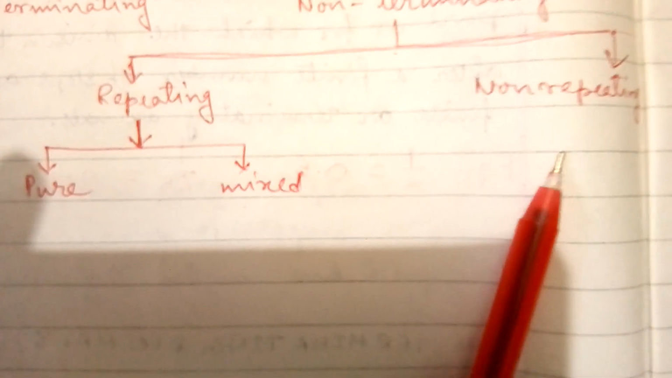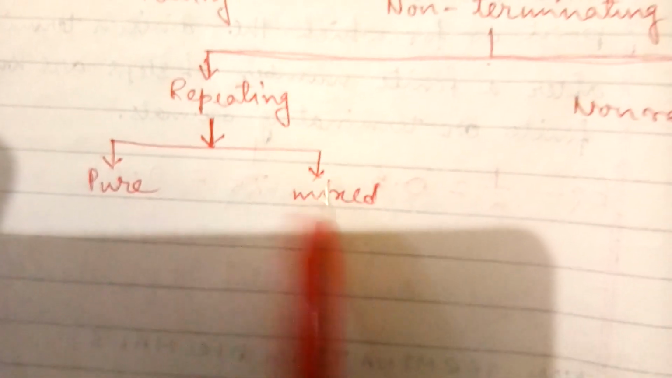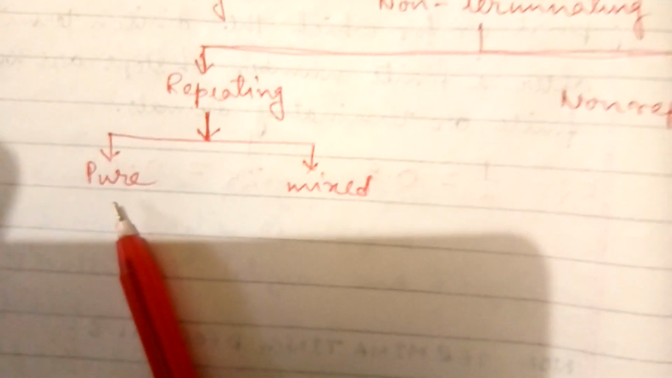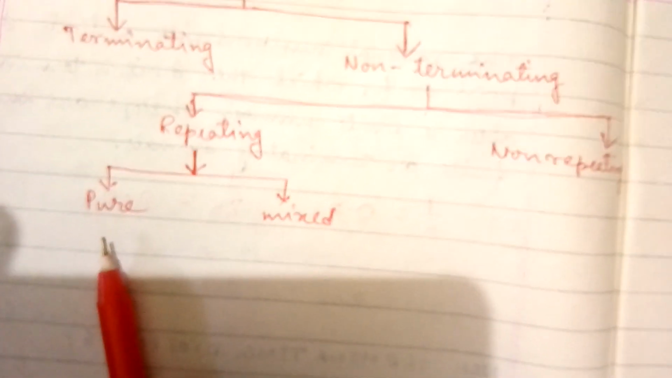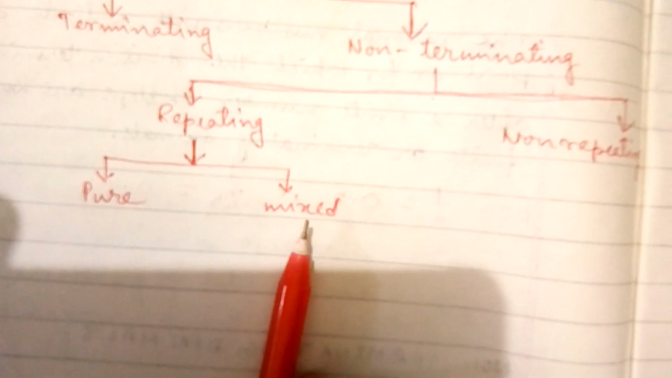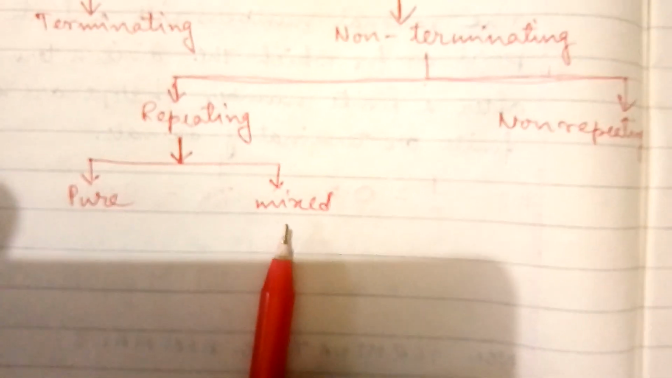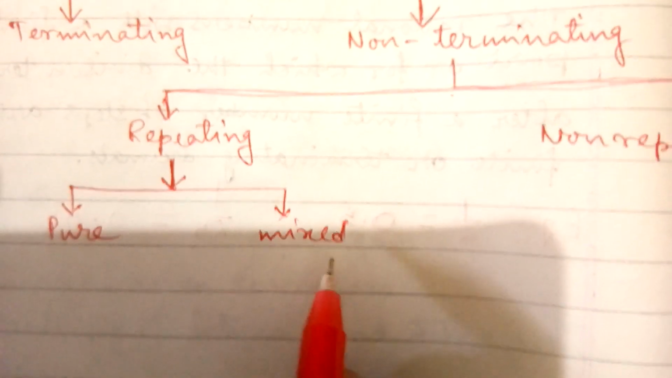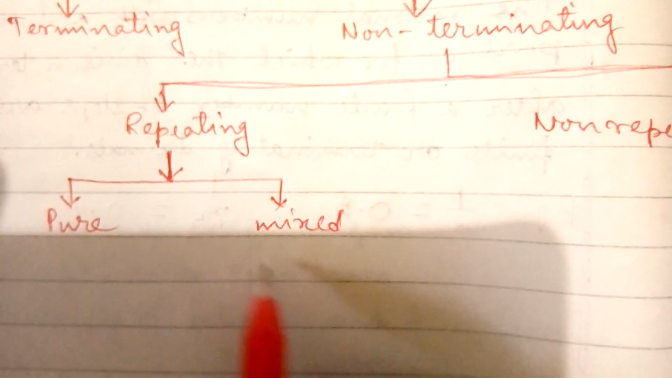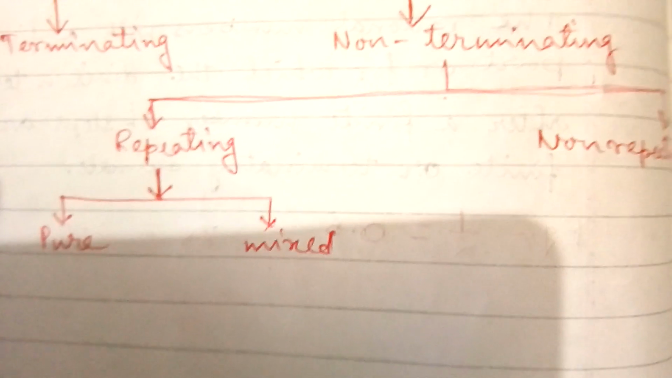Repeating is of two types, pure repeating and mixed repeating. Pure repeating means when the decimal part purely repeats. And after the decimal point, if one digit or a block of digits is there but the rest of the part is repeating, that type of decimal representation is called a mixed decimal representation. I hope everyone understood this very clearly.